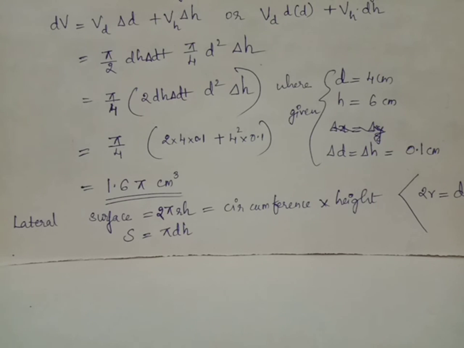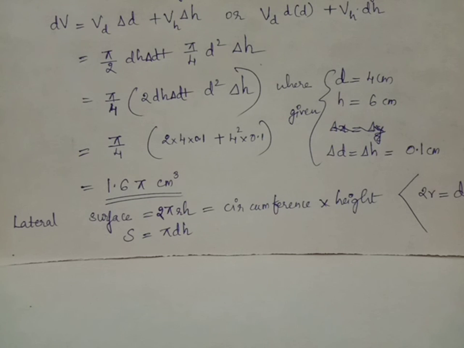Now we will evaluate the error in value while computing the lateral surface area of the right circular cylindrical can. We have lateral surface area of a right circular cylinder equals 2 times pi r h, where circumference equals 2 pi r and h is the altitude of the cylinder. Since 2 times r can be written as diameter d, we can rewrite lateral surface area S equals pi d h. Since we will be using the differential formula, dS equals dou S by dou d into delta d plus dou S by dou h into delta h.